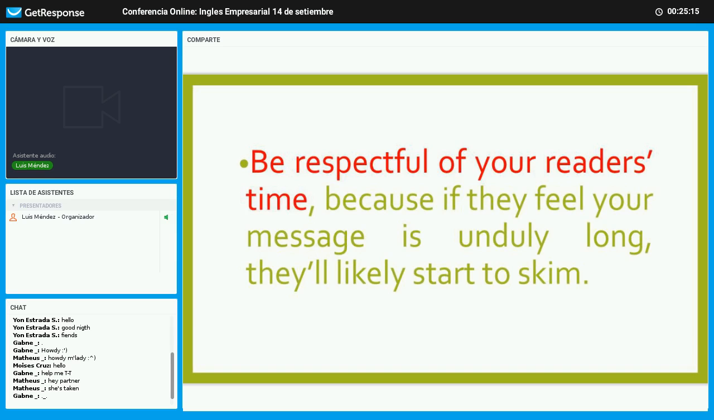Because if they feel your message is unduly long, they'll likely start to skim. If they feel your message is too long to read, they will try to read it in a very fast way, and they may skip some pretty important details or information you intended to send, and it wasn't read. So, as it says before, think about this person's time and make it short so they can read it fast, but they get the effect you really want to send. Or you want to cause.